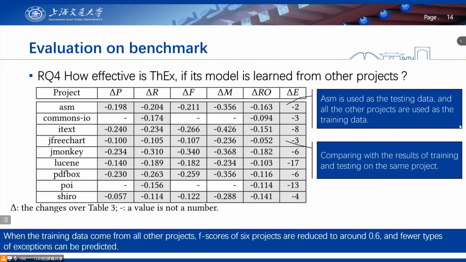In RQ4, we evaluate how effective it is to learn from other projects. For example, for ASM, we use the data from all the other projects as the training data and the data from ASM as the testing data. We compare the F-score with those in RQ1. Our results show that when the training data come from other projects, F-score values are reduced to around 0.6.